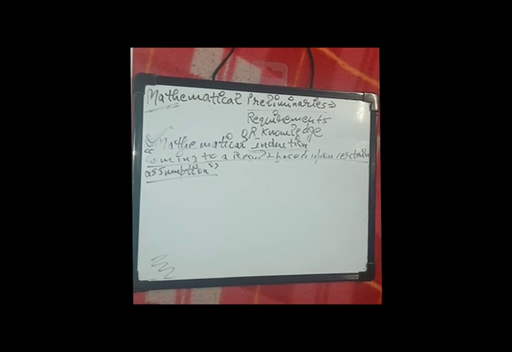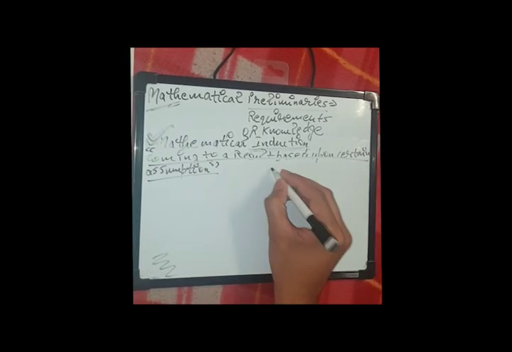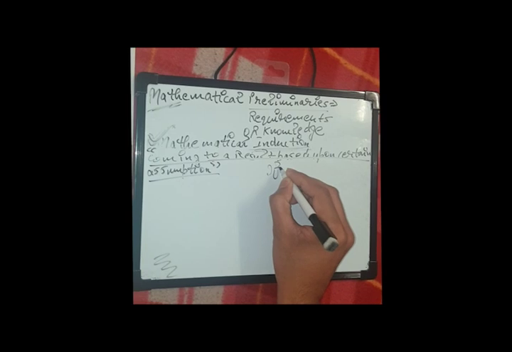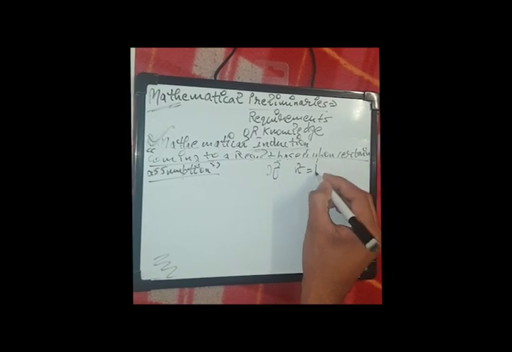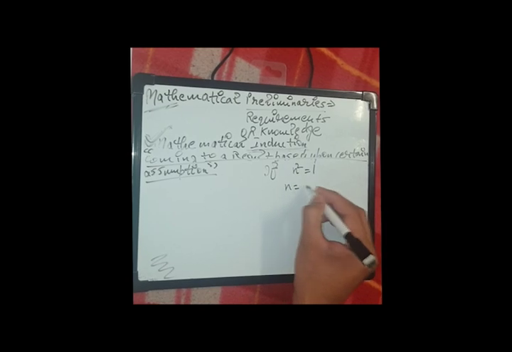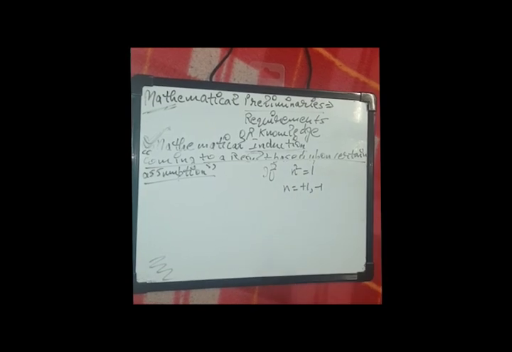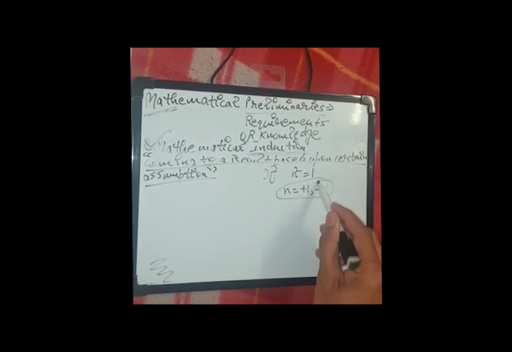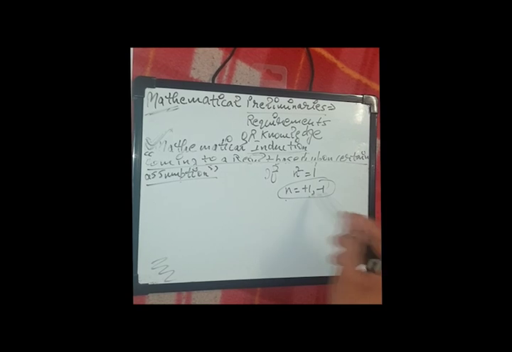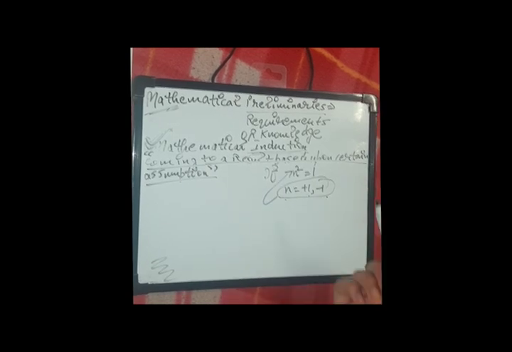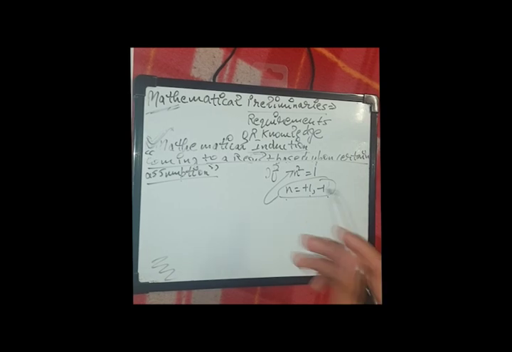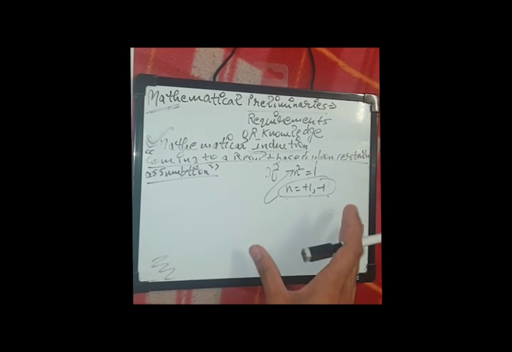For example, we say if n square equals 1, then n can be plus 1 or minus 1. So here we assume that n can either be plus 1 or minus 1 and come to the conclusion that n square is equal to 1. This is the basic form in which I can explain mathematical induction.